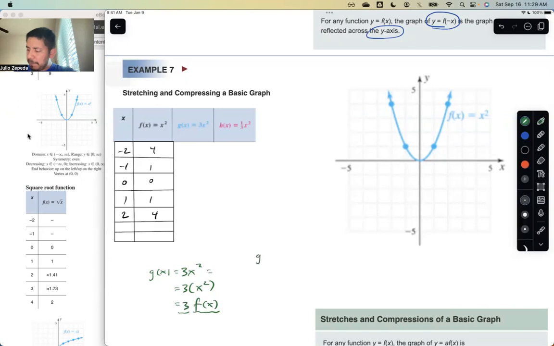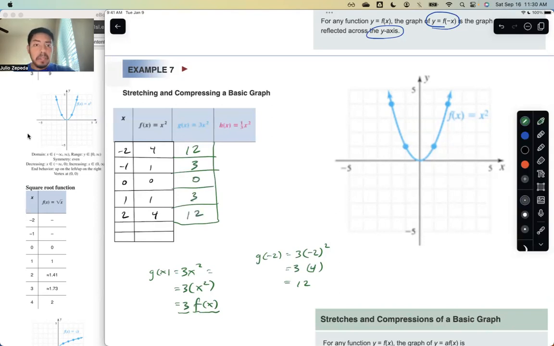I'll plug in one number so we can see g of -2. This is 3 times -2 squared. And you see that we're still going to get -2 squared, which is 4. That was the original function for f of x. And then we multiply by 3 and we get 12. Okay, so all I'm going to do is just multiply these y values for f of x by 3. So 1 times 3, 0 times 3, 1 times 3, and 4 times 3.